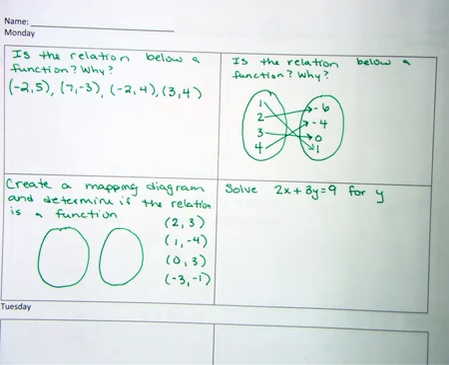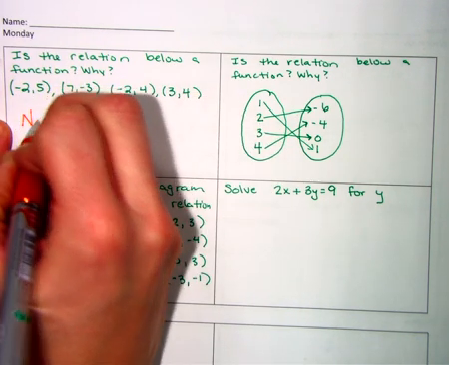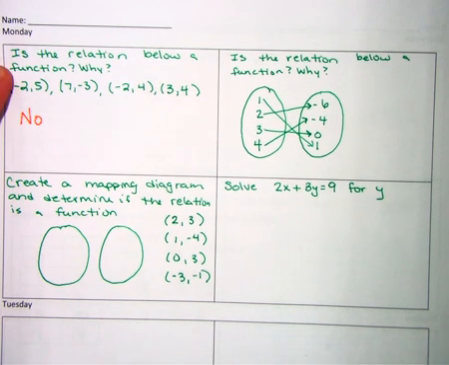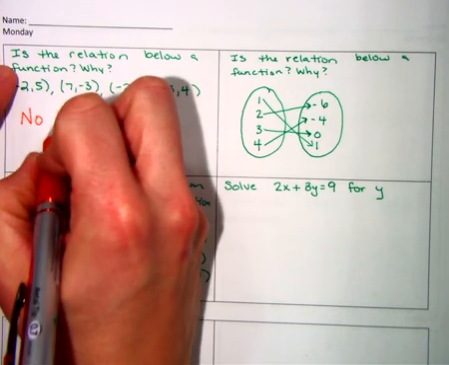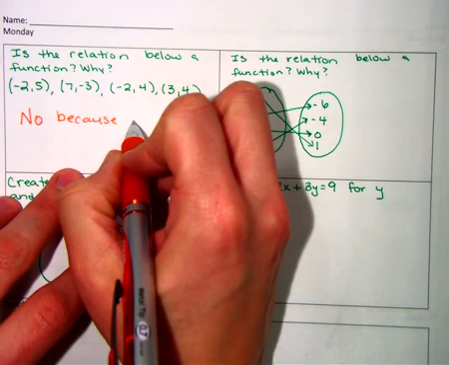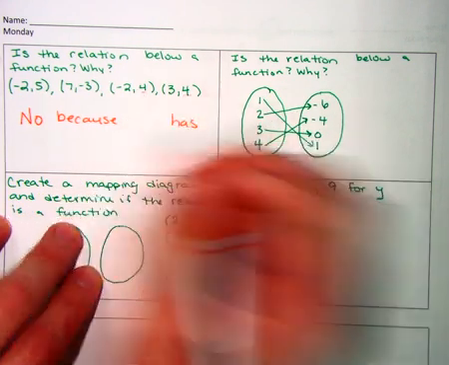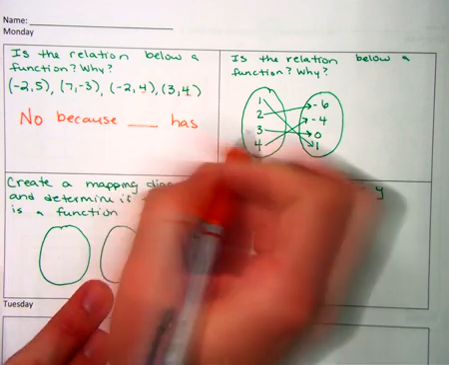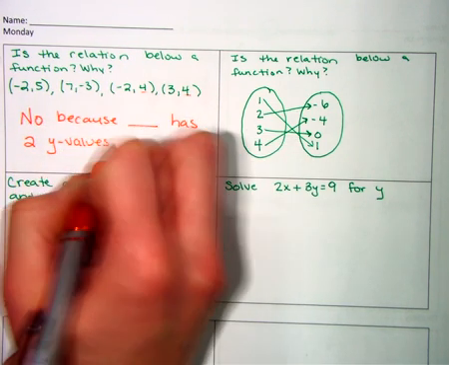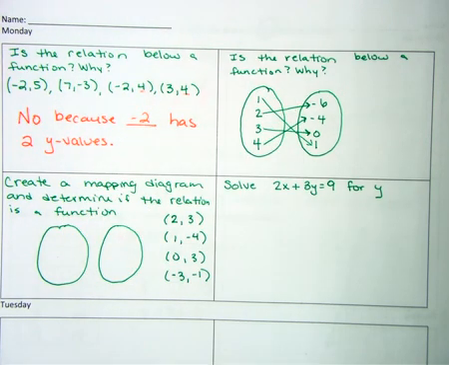Okay, first one: is this relation a function? No. Is that what you said? Do you know why? It has two y values. Which one has two y values? The 4, I think? Yeah, it's the same two y values, but some number has two y values. The correct one is -2. Because -2 has two different y values, and we can't have that.